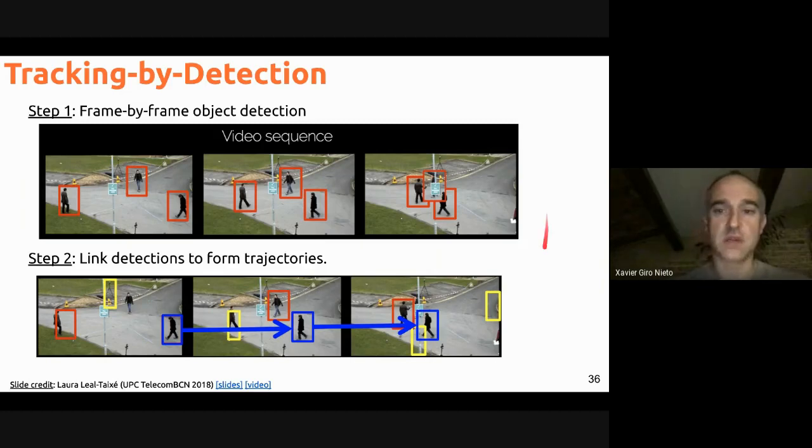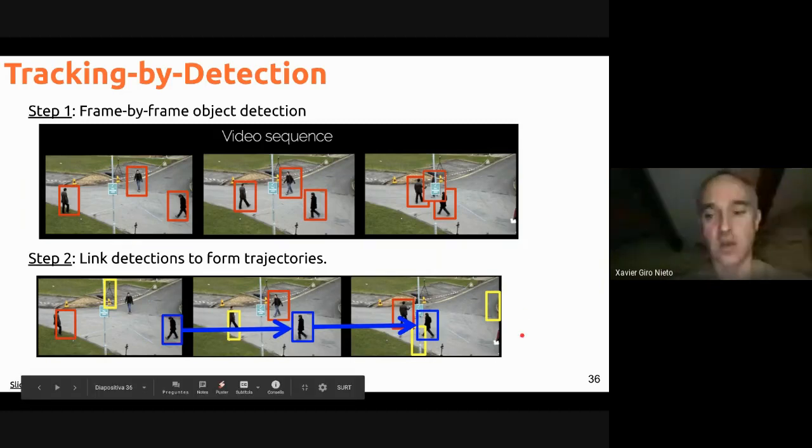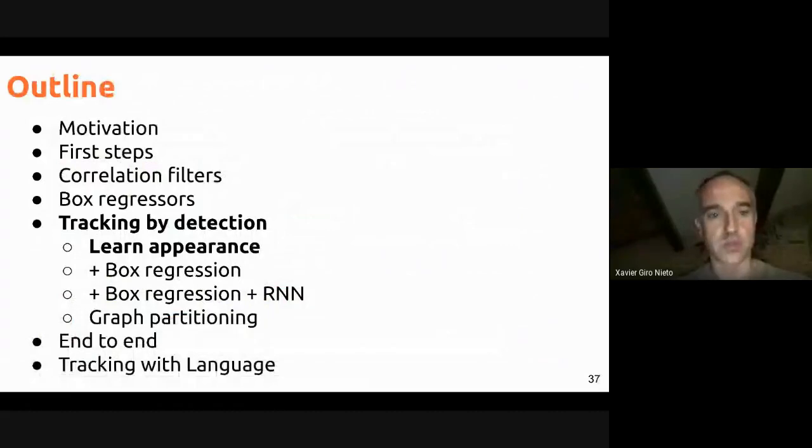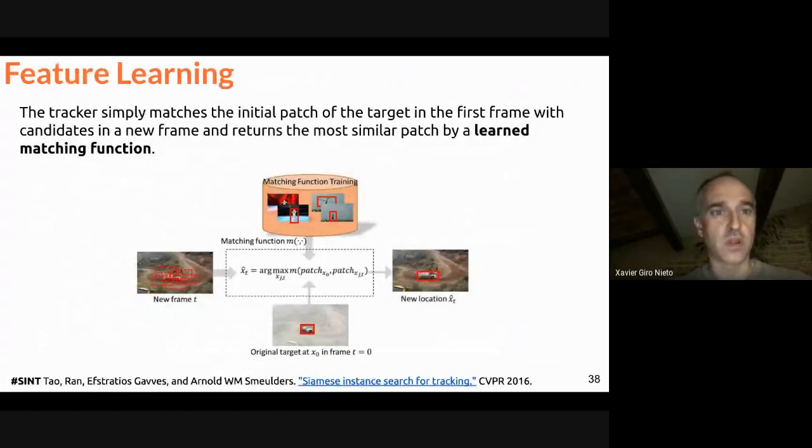So now let's see how to do the link between the detections, because that's what's interesting. And you see here there are different approaches. The first, and maybe the one that has received more interest from the literature, is to learn some features that allow comparing the object that we want to track with all the candidate objects for matching, in such a way that we can do an assignment to the candidate whose features are more similar to the object we are tracking at each time.